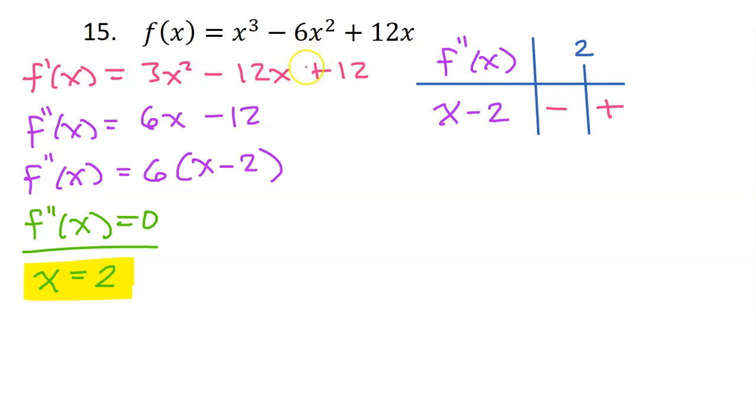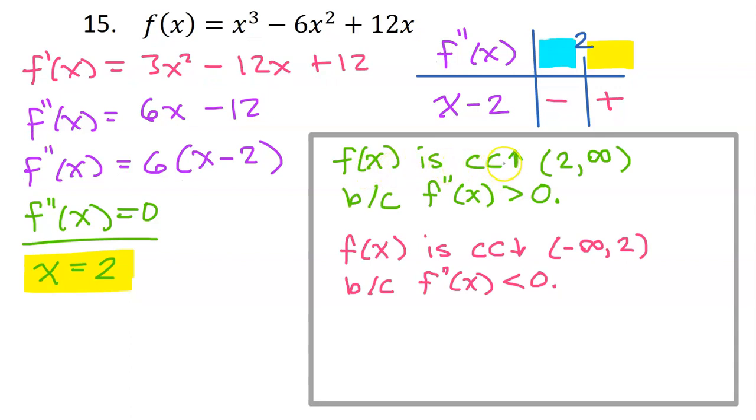We have learned that if f double prime is negative, the original function is concave down. So it should be concave down from negative infinity to 2. If f double prime is positive, the original function is concave up. So f should be concave up from 2 to infinity. Let's go ahead and write that down. So f of x is concave up from 2 to infinity because f double prime is positive. f of x is concave down from negative infinity to 2 because f double prime is negative.